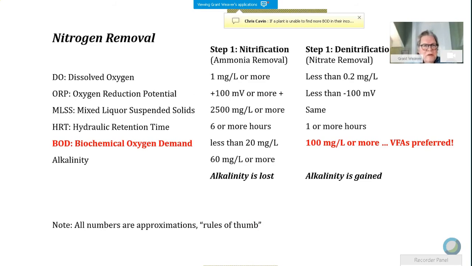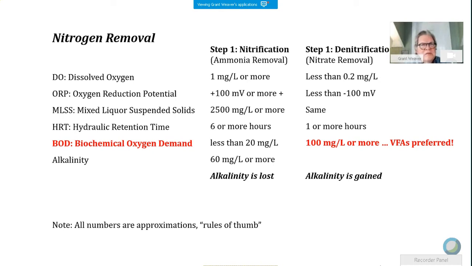Some rules of thumb here. These are just starting places for those of you who want to get into this to try to set some targets. I need to update this for the ammonia removal. I'd probably put a positive 150 for the ORP.